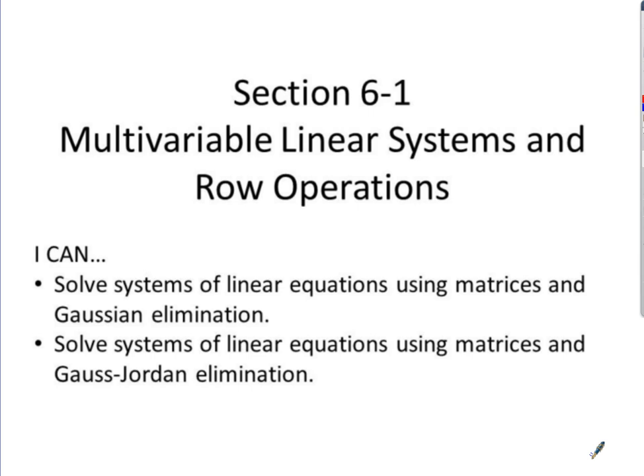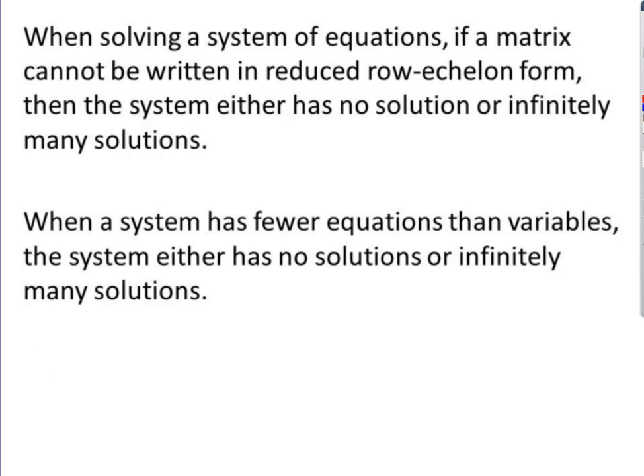This is section 6.1, part B, multivariable linear systems and row operations. When solving a system of equations, if a matrix cannot be written in reduced row echelon form, then the system either has no solutions or it has infinitely many solutions. When a system has fewer equations than variables, the system either has no solutions or it has infinitely many solutions.